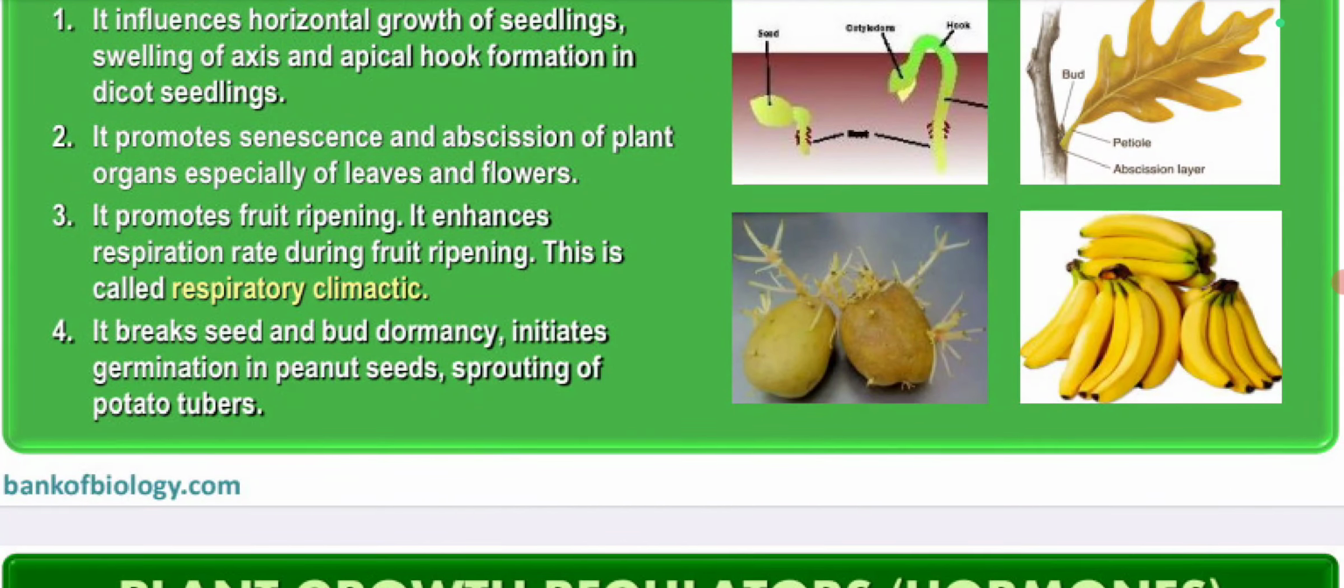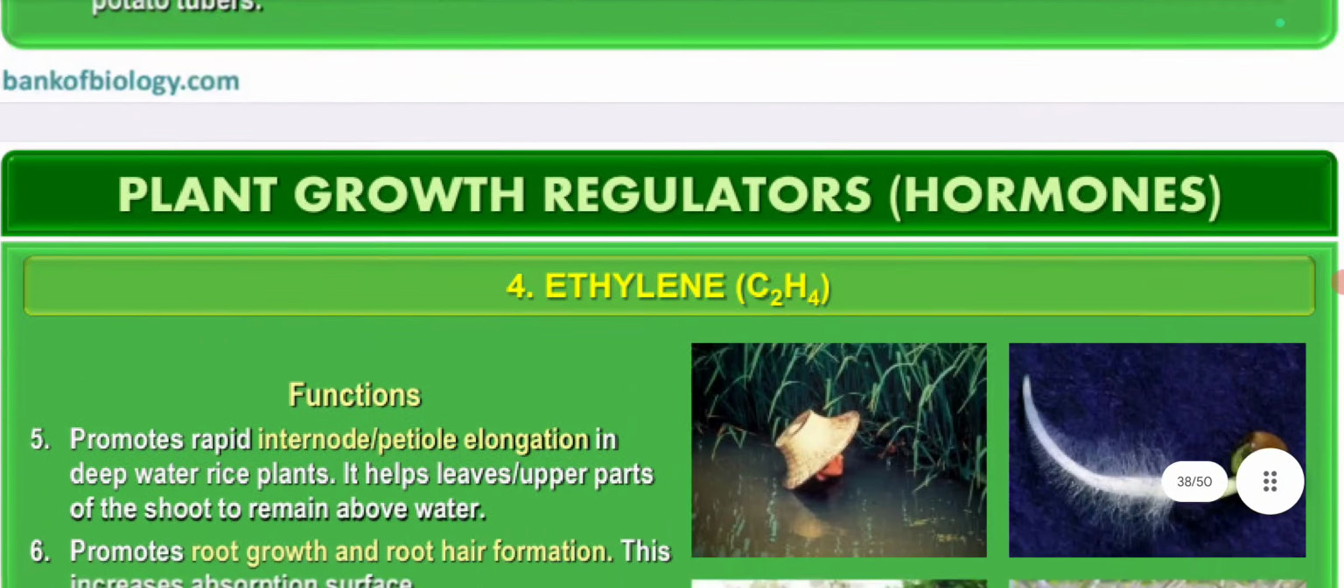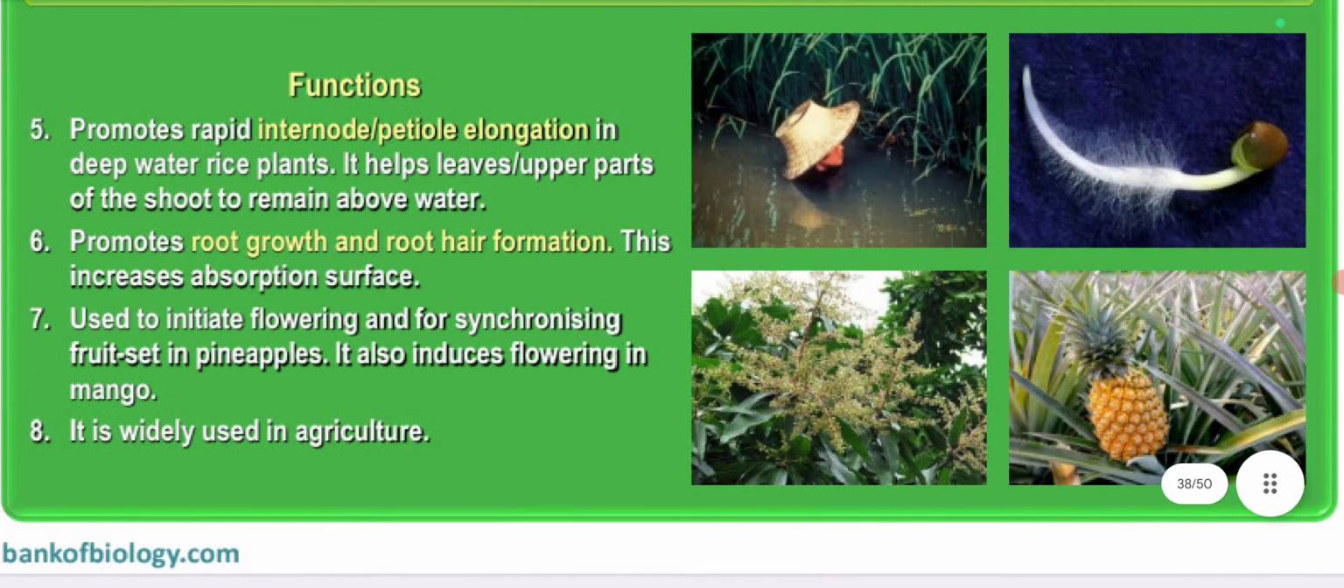It promotes fruit ripening. It enhances respiration rate during fruit ripening, that is also called respiratory climactic. It breaks seed and bud dormancy, initiates germination in peanut seed, sprouting of potato tuber. Some more functions: promotes rapid internode or petiole elongation in deep water rice plants. It helps leaves or upper part of the shoot to remain above water.